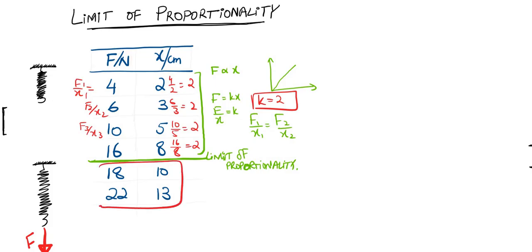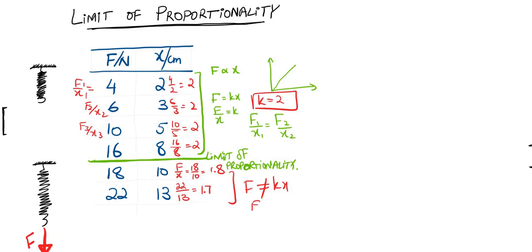Now beyond this limit of proportionality क्या हुआ? If we divide force with extension, 18 upon 10, we get 1.8. Look, k की वैल्यू चेंज हो चुकी है. अगली फोर्स को एक्सटेंशन से डिवाइड करते हैं. 22 divided by 13, we get almost 1.7. k की वैल्यू दोबारा चेंज हो रही है. So force is not equal to k times x. That means force over x is not a constant value. इसका मतलब force is not proportional to x. Proportional नहीं है, इसका मतलब क्या है? इनका ग्राफ स्ट्रेट लाइन नहीं होगा.